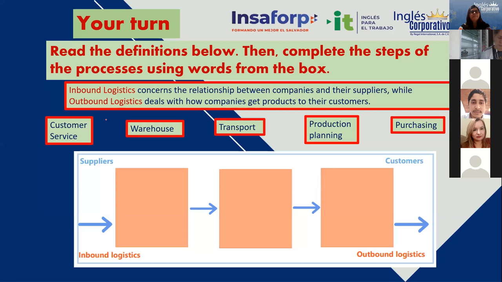Okay, I'm going to check again and let's see what you're going to do here. We're talking about inbound logistics and outbound logistics. What is inbound logistics? It concerns the relationship between companies and their suppliers, right? So my company and the people who supply different things to me. And outbound logistics deals with how companies get products to their customers. I want to show you something before we continue. Check this.